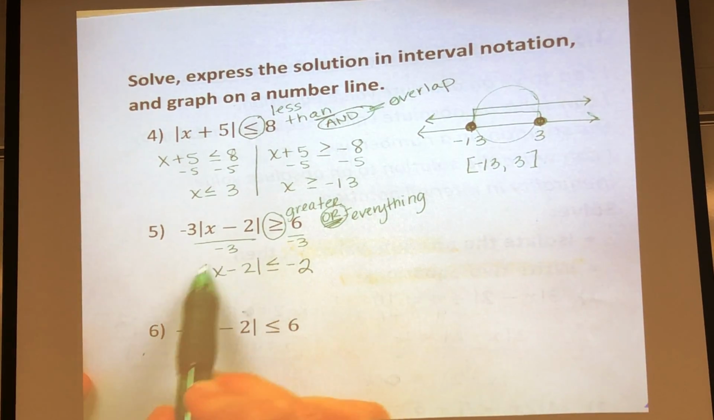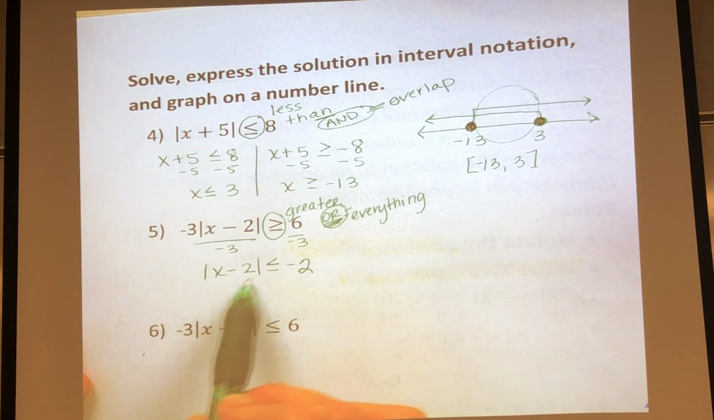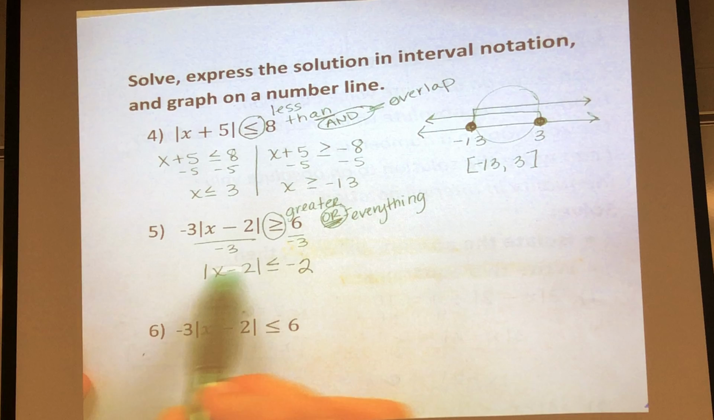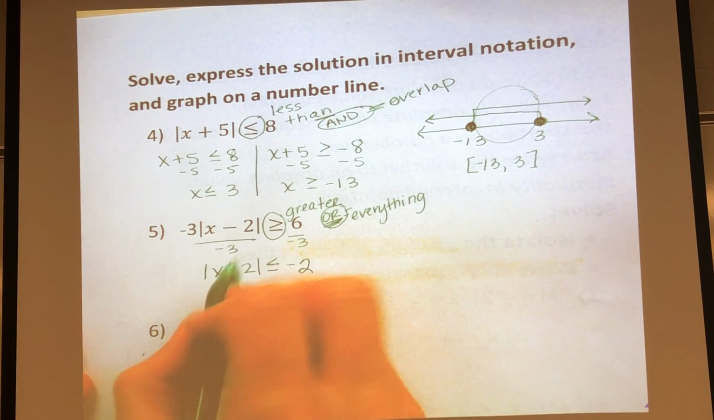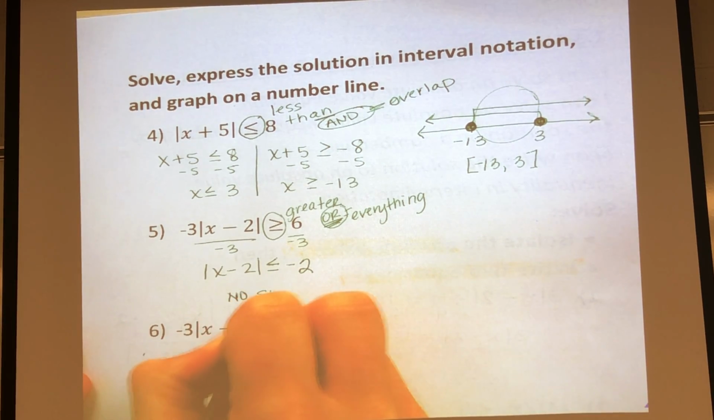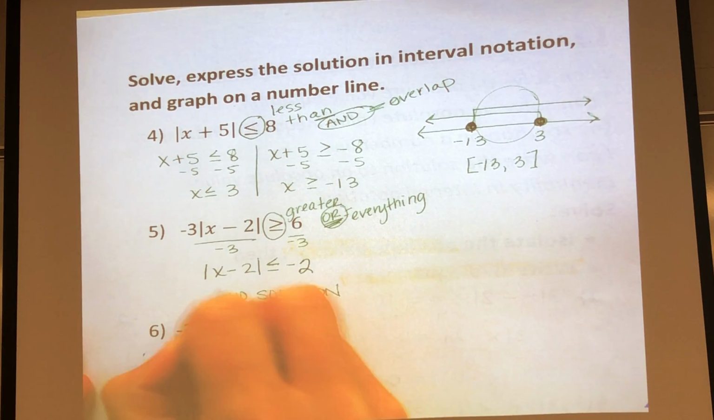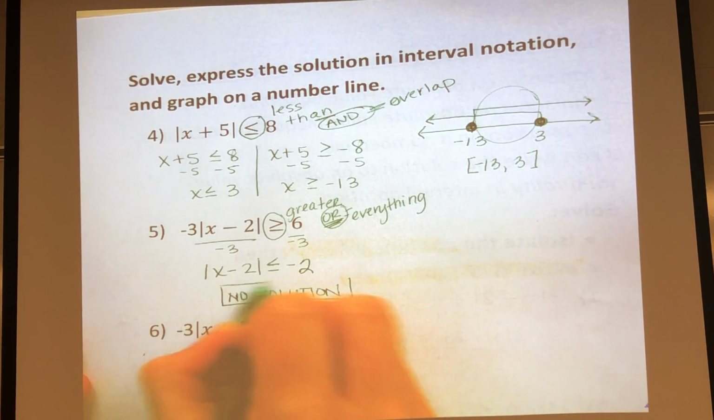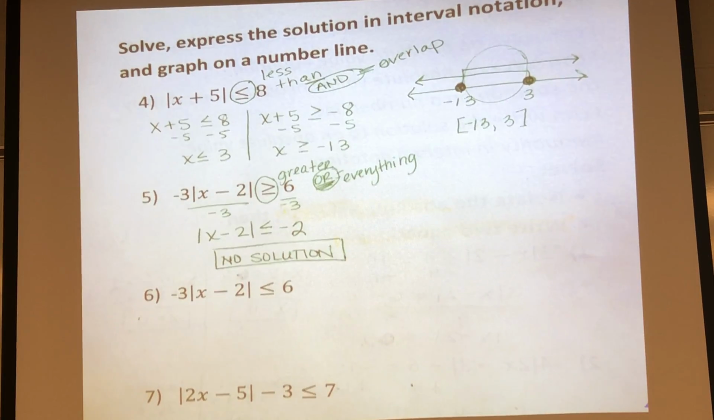Is it possible for a positive number, because remember absolute value always indicates a positive number, to be less than or equal to negative 2? Nope, there are no positive numbers that are less than negative numbers. So here we have another case of no solution. So always got to remember that absolute value means a positive number. Let's take a look at another one.